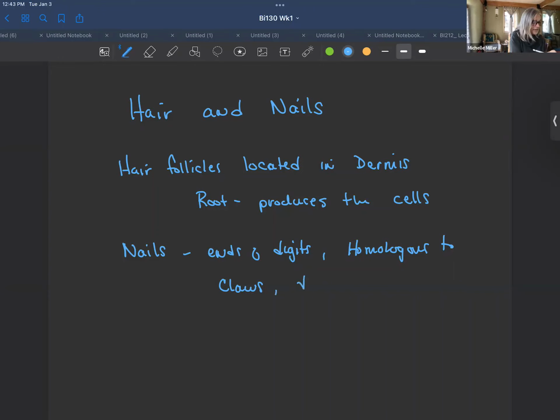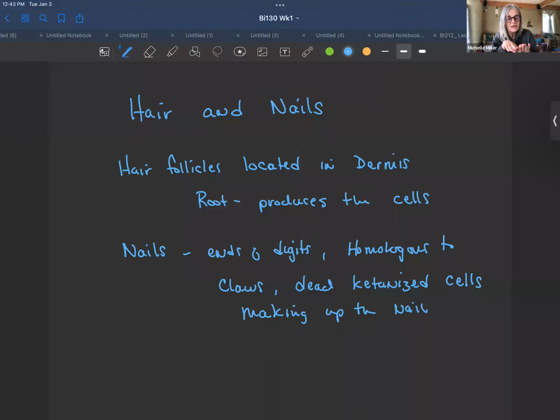So we have dead keratinized cells making up the sheath, the hard part of the nail. And then underneath the nail, we have a little bit of epidermis and some dermis. And so it is vascular.